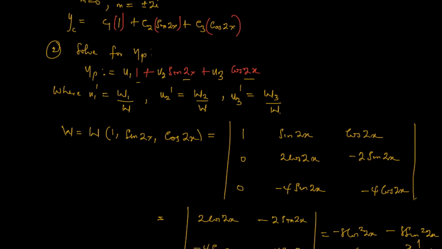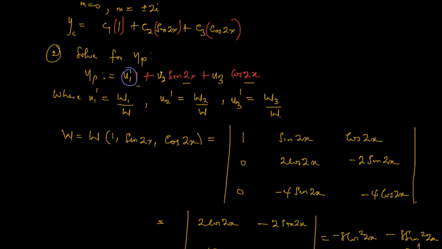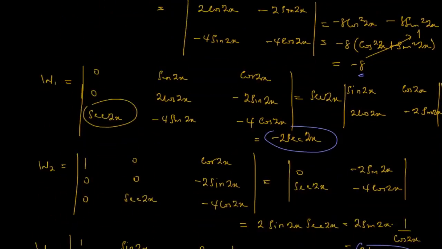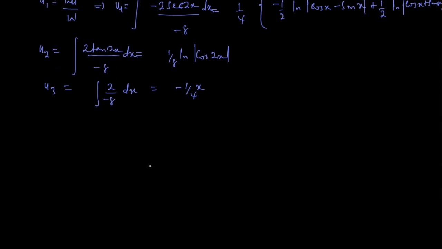So I can now substitute my u1, u2, and u3 into this place here, so I can find yp. On making that substitution, I have my general solution to be y equals, so my yc, which is what we originally got to be c1 plus c2 sine of 2x plus c3 cosine of 2x. That was what we got. Then plus yp after the substitution.